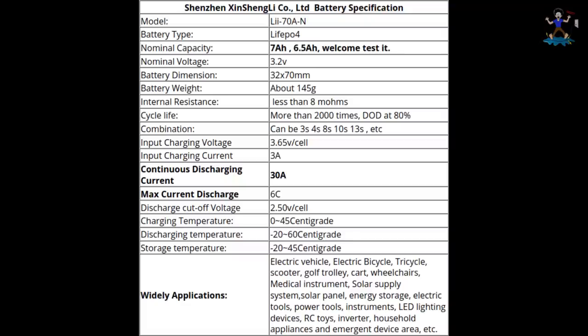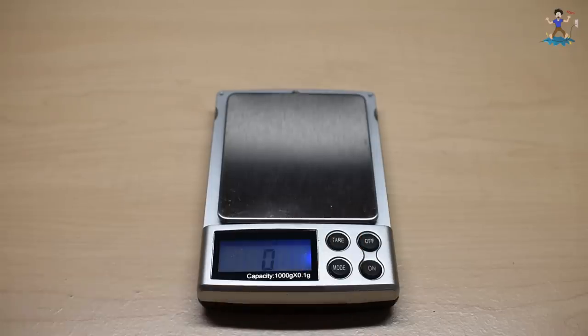Okay, let's take a look at the weight of these cells. Okay, let's check each one.